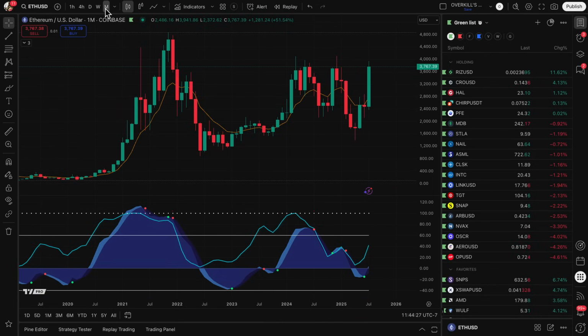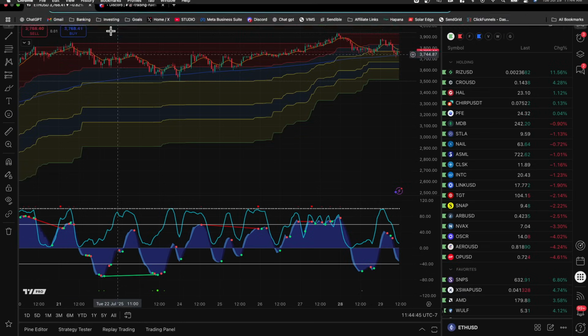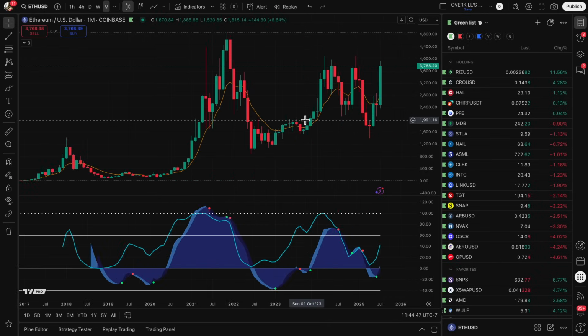So the reason we trade a monthly chart, guys, is because the dots are the most accurate on the higher time frames. If I come in here to an hourly chart, look how many dots have shown up since yesterday, since last week. You got all these signals showing up, dot, dot, dot, dot. Well, if you go to the monthly, these dots are very rare.